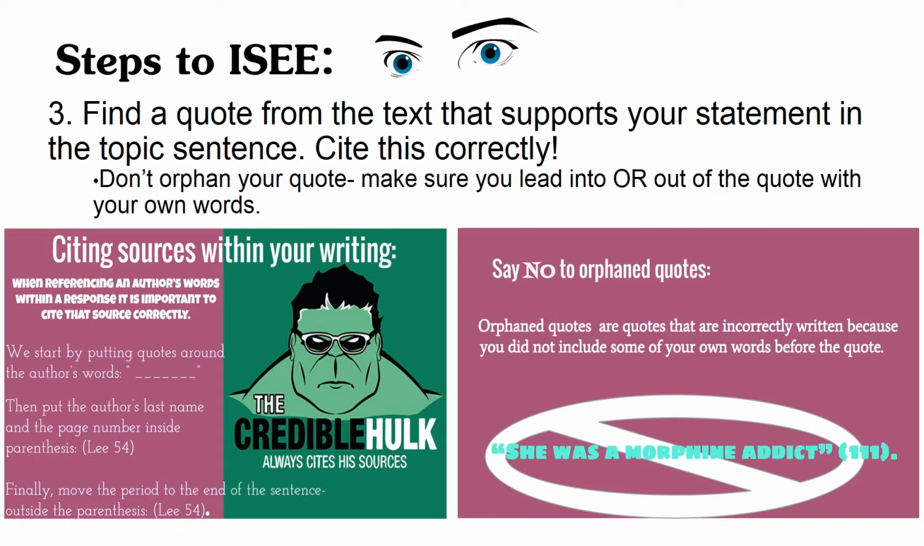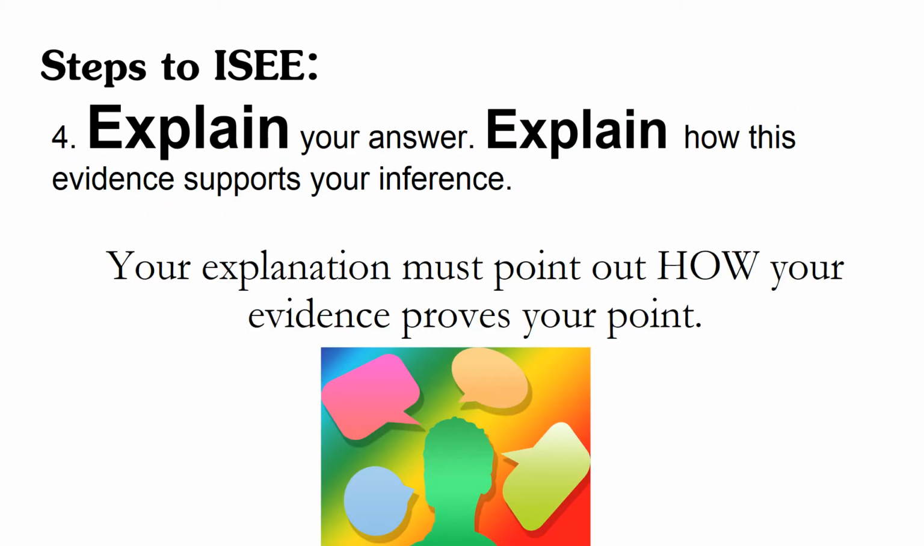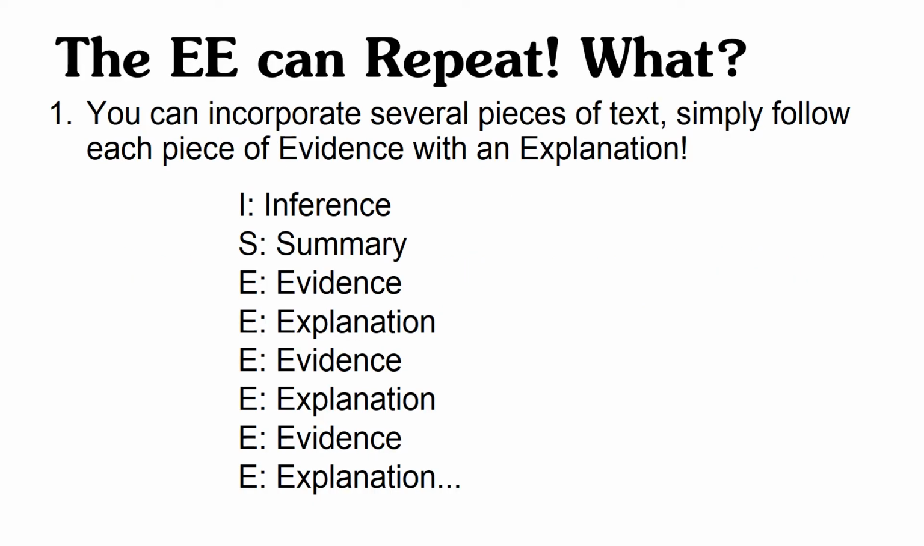Finally, evidence, right? Including a quote from the text that helps to support whatever your answer is. So whatever your inference is, you've got to find something to support it from the text itself. And I put here don't orphan your quote, and I should change that to don't leave a lonely quote. I don't like that word anymore, so I should definitely be changing that. I will change that. But make sure that you use words before and after your quote, okay? And then finally, the explanation, and we're going to talk a little bit more about the explanation here in just a moment.